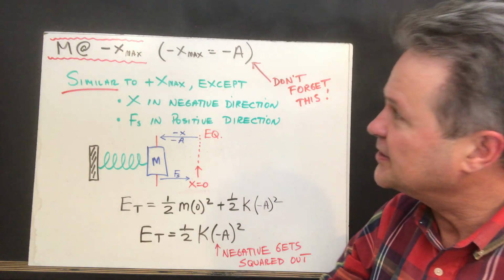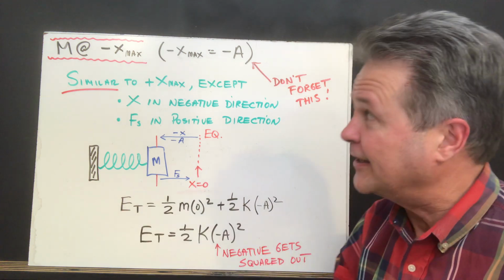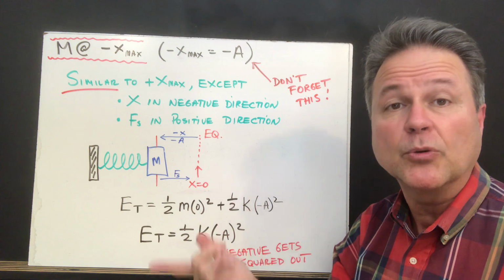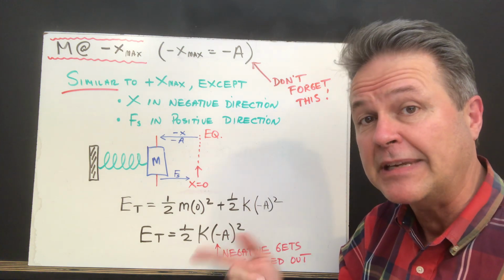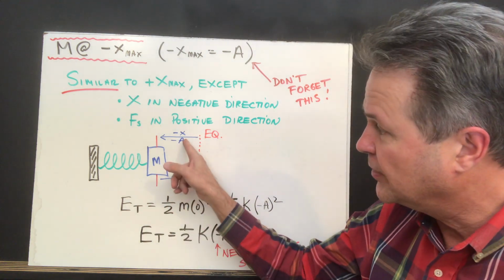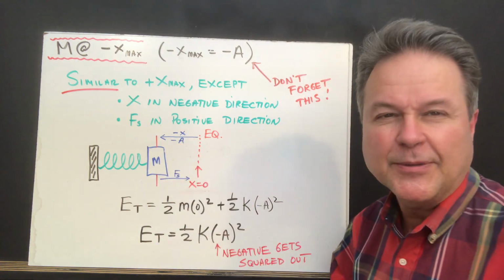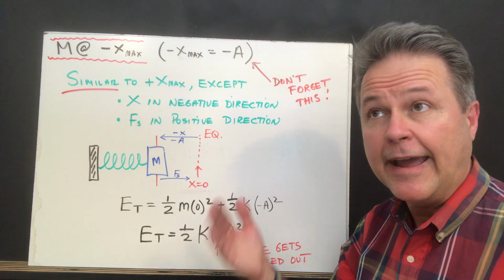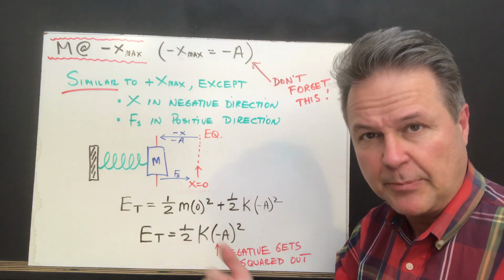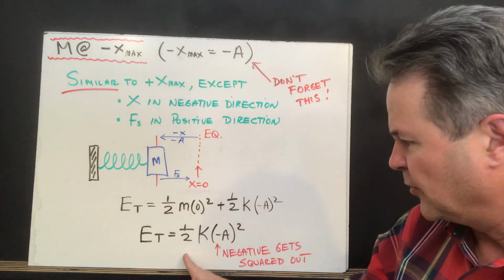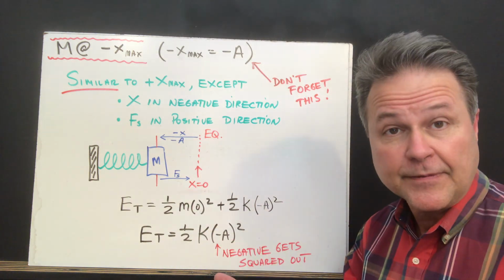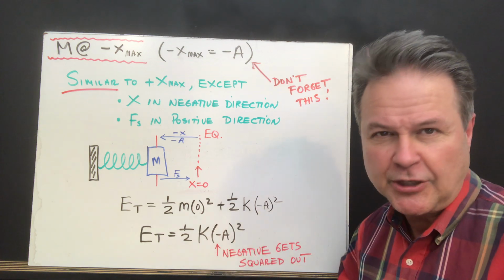Now, what happens if we go the other direction? We compress this. Well, it's going to be similar to as if we stretched it. There's really no difference except the direction of the x. The x is going to be now in the negative direction, and the force is going to be pointing in the positive direction. So these two arrows right here, that's pretty much the difference between x max, which is positive, versus x max, which is negative. So stretching versus compression. And then we end up with the same formula. The only difference is that the A is going to be a negative value, but once you square it, it doesn't change anything anyway.